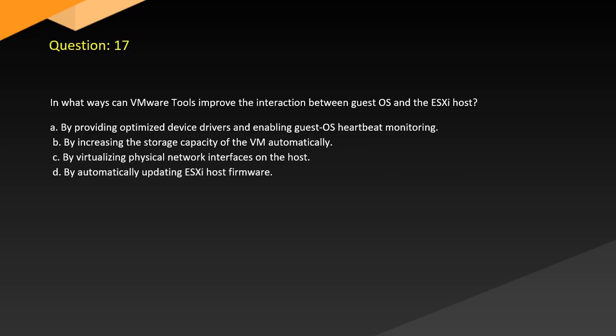Question 17. In what ways can VMware Tools improve the interaction between the guest OS and the ESXi host? A. By providing optimized device drivers and enabling guest OS heartbeat monitoring. B. By increasing the storage capacity of the VM automatically. C. By virtualizing physical network interfaces on the host. D. By automatically updating ESXi host firmware.